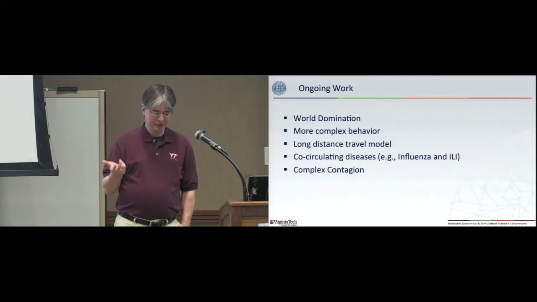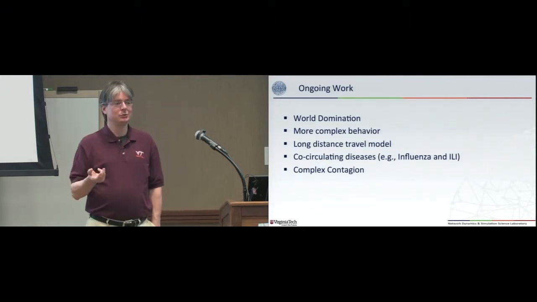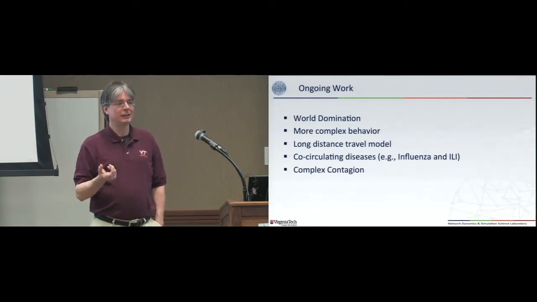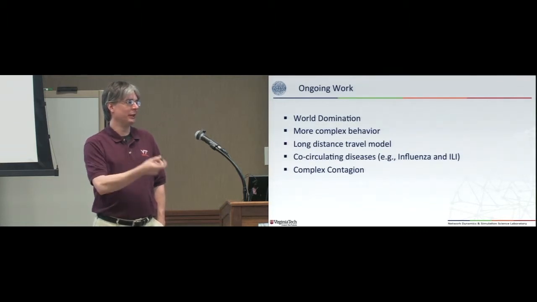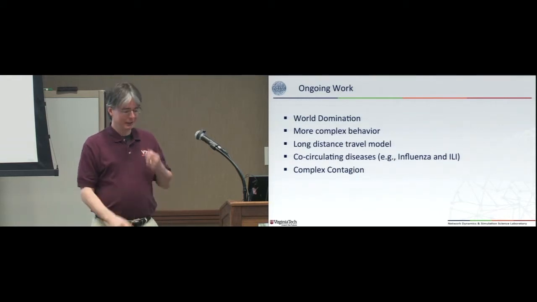We want to add in co-circulating diseases, so something that's important is adding ILI into the mix, which are influenza-like illnesses. They basically confuse the surveillance programs because unless you actually do a lab test, you can't tell whether somebody has the flu or they have something that's like the flu but is not the disease that you're tracking.